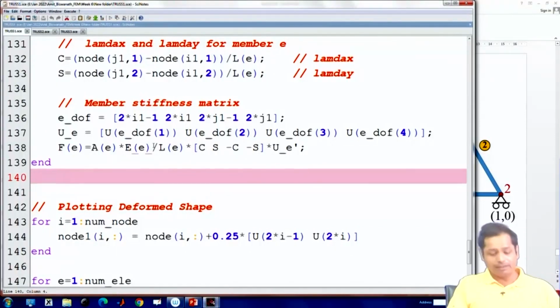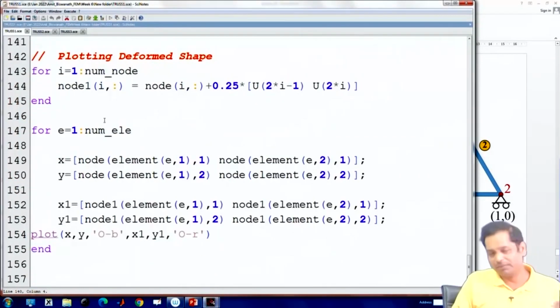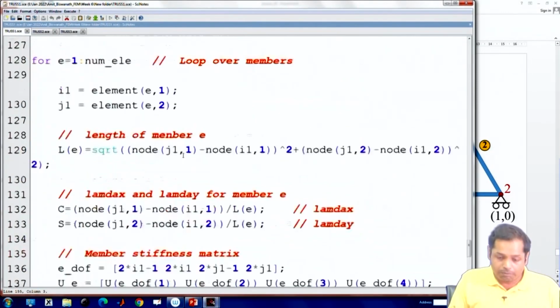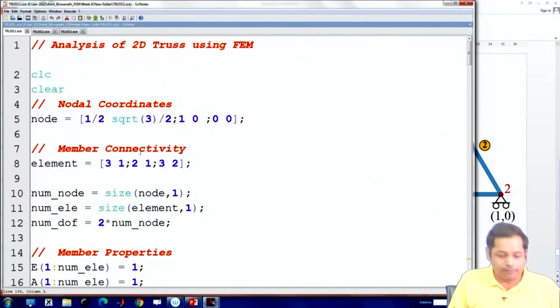Now the solution is done. Next is plotting. Here there are plotting commands where you can plot all the nodes, all the elements, and then you can plot the deformed shape. This is done here. This code will be uploaded on the forum. You can go through the program, and compare each step in the program with the manual calculation and the discussion in the previous class.